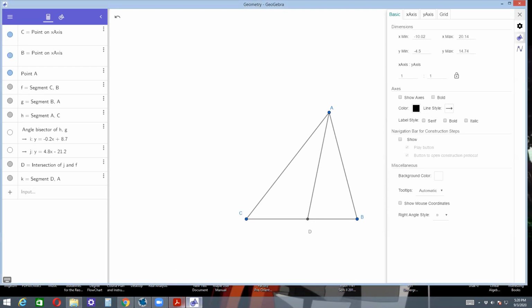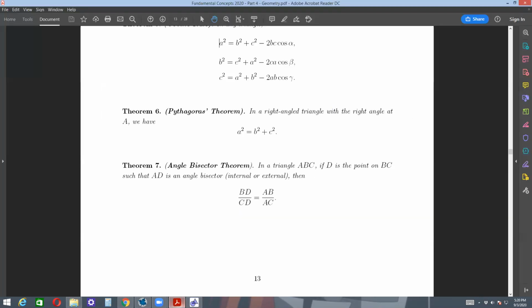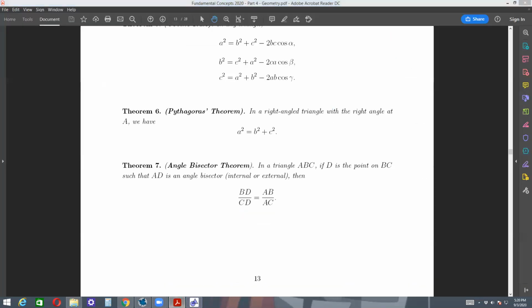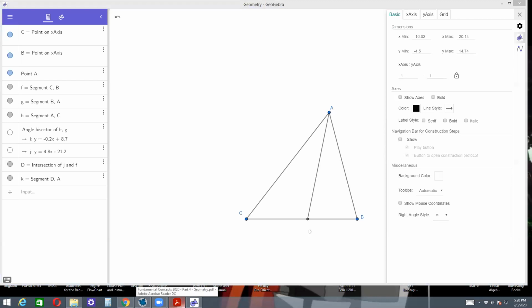Now, what this theorem says is that if that is true, then BD divided by CD is equal to AB divided by AC. So this segment BD divided by CD is the same as AB divided by AC. That's only true if this is an angle bisector. Now, how you could prove that is actually using sine rule.